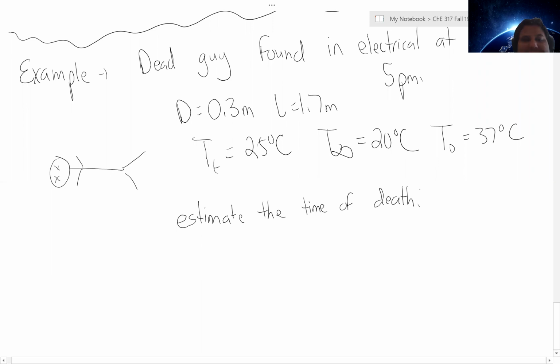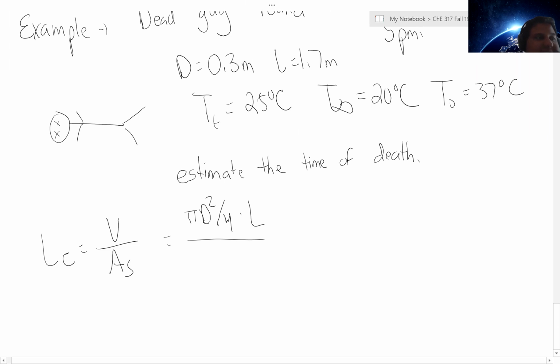Now, one of the first things we can do is solve for the characteristic length, volume over surface area, which for a cylinder we're looking at pi d squared over 4 times L, divided by the surface area, which is essentially the area of both ends of the cylinder and then the area of the length, or 2 pi d squared over 4 plus pi dL.